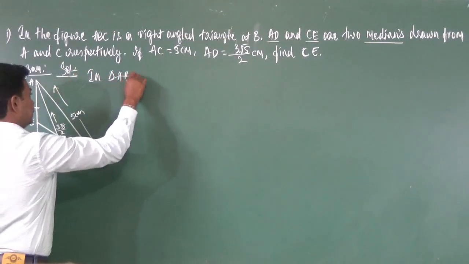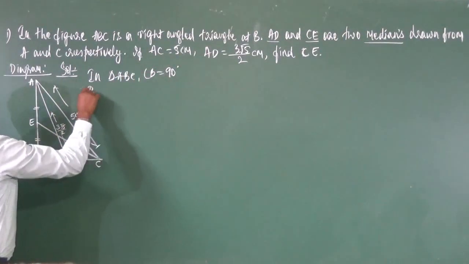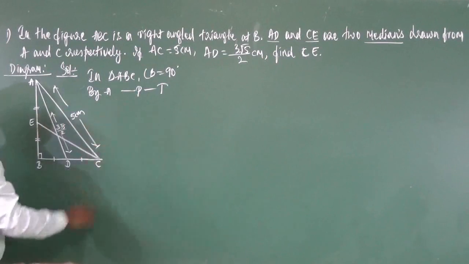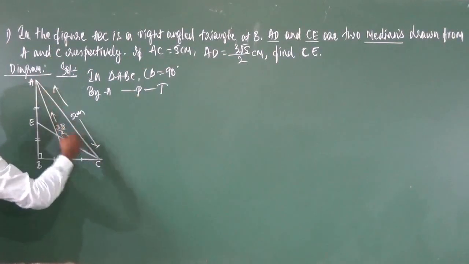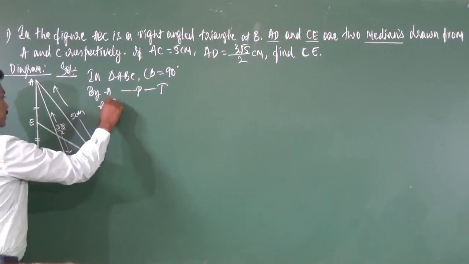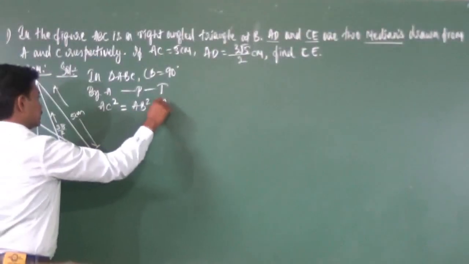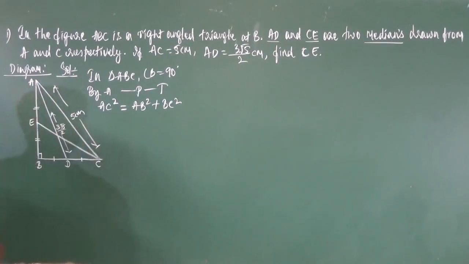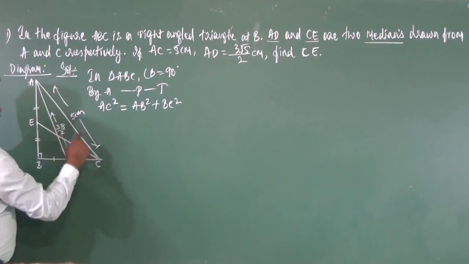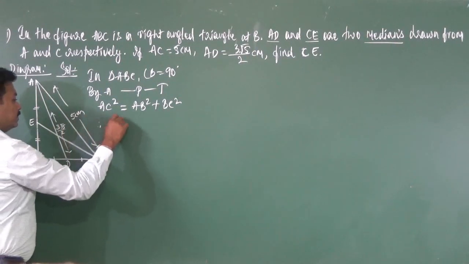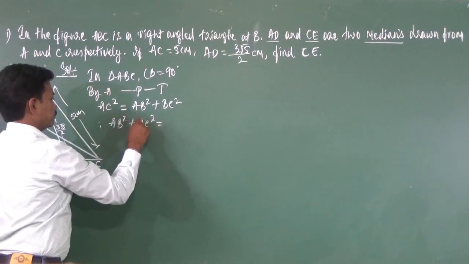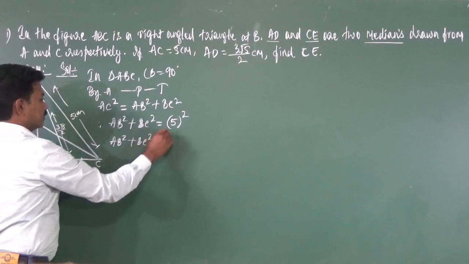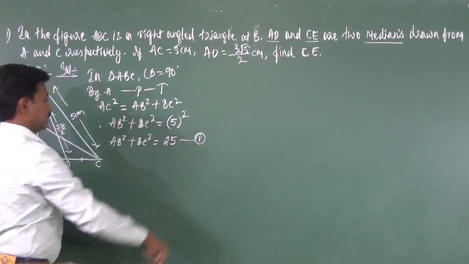In triangle ABC, angle B is equal to 90 degrees. So by applying Pythagoras theorem, that's the short form I'm writing, you please write the full form of that. Angle B is equal to 90 degrees, so AC square is equal to AB square plus BC square, as we applied Pythagoras theorem. I have applied Pythagoras theorem for the bigger triangle ABC. Now here we have the value for AC, that is 5 centimeter. Let us substitute that. Therefore AB square plus BC square is equal to 5 whole square. That is, instead of AC I have substituted 5. So AB square plus BC square is equal to 5 square, which is 25. Take it as equation 1.